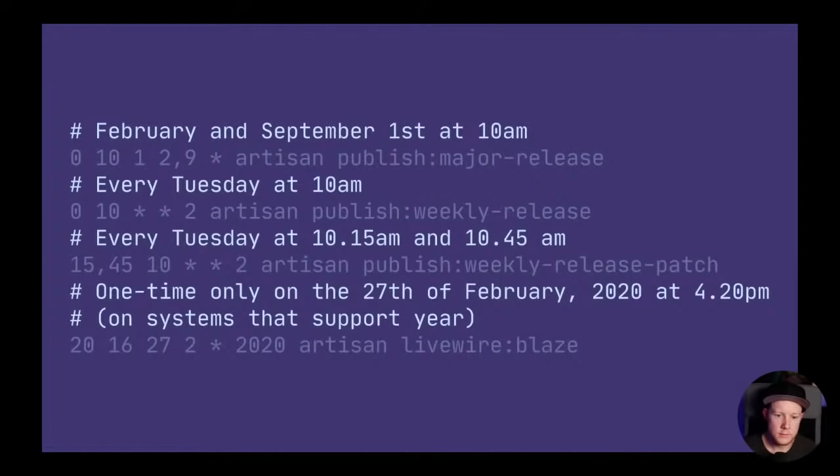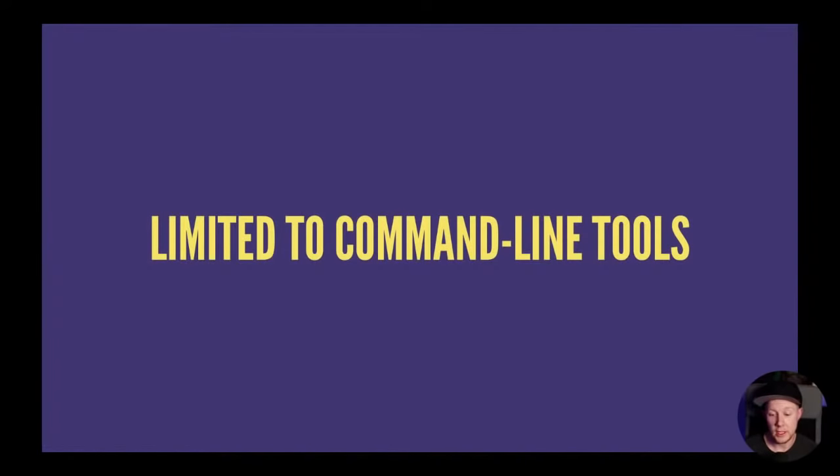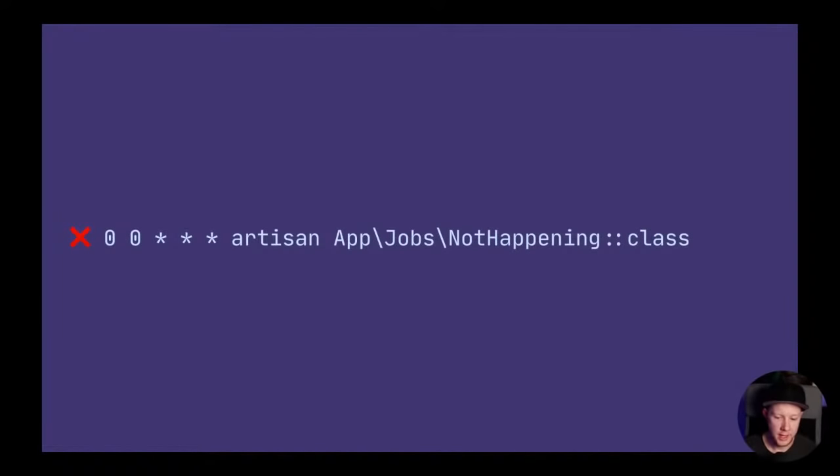Now, the cron expressions are not necessarily easy to follow. So you can put some comments in your cron tab, but it's nasty to look at. It's busy. It doesn't really help. And if you don't have access to it, you're not going to see this anyway. It is limited to command line tools. Okay. So you can't schedule a job from your application, for example.